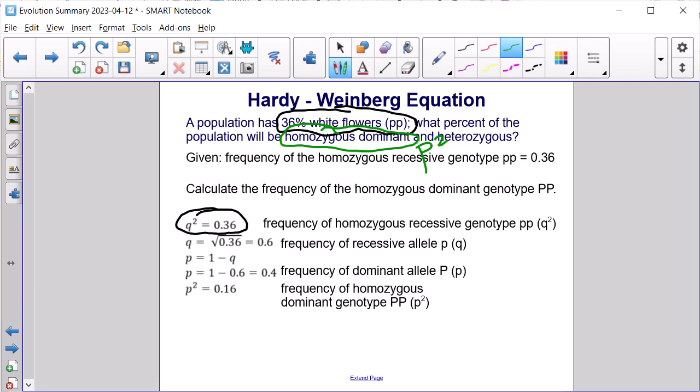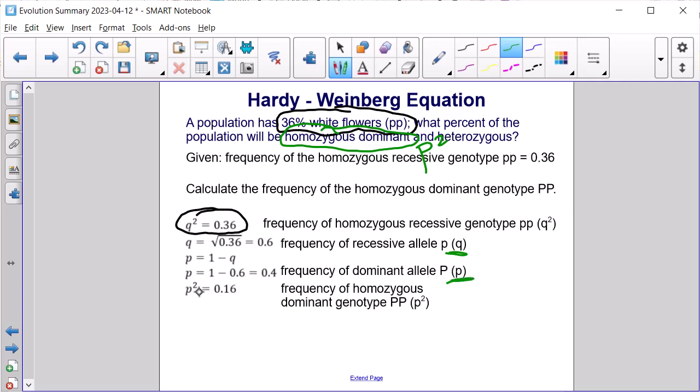So we can take the square root of q squared to get q equal to 0.6. That's the frequency of the recessive allele. Then we can use that second equation and find that p is equal to 1 minus q, or 1 minus 0.6. That gives us 0.4. That's the frequency of the dominant allele.